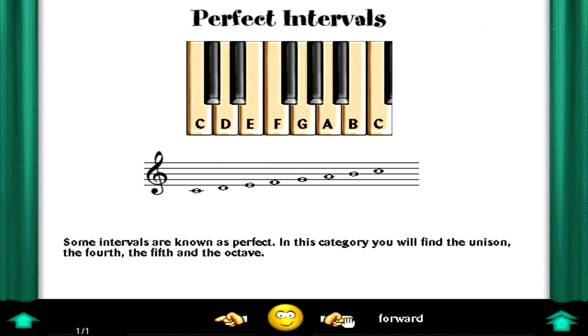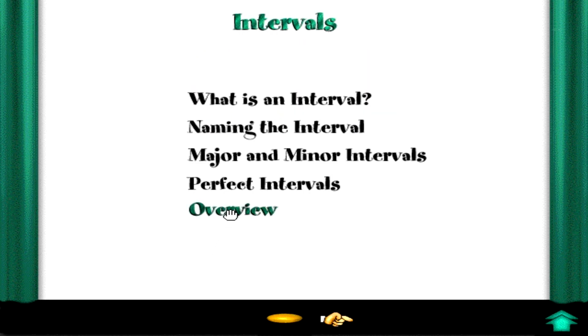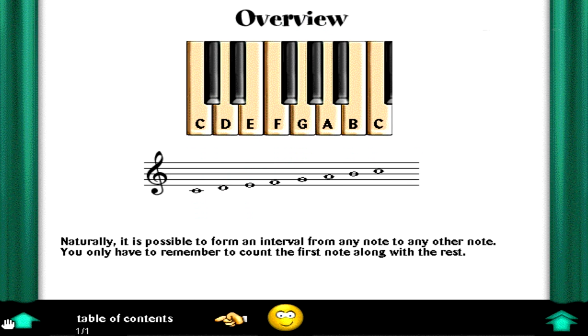Some intervals are known as perfect. In this category, you will find the unison, the 4th, the 5th, and the octave. Naturally, it is possible to form an interval from any note to any other note. You only have to remember to count the first note along with the rest.